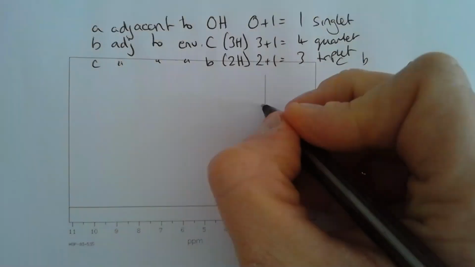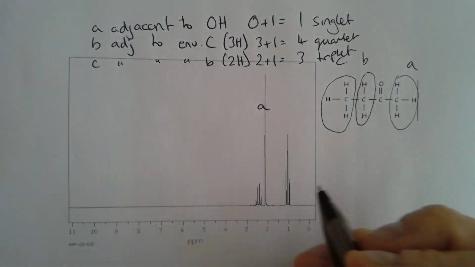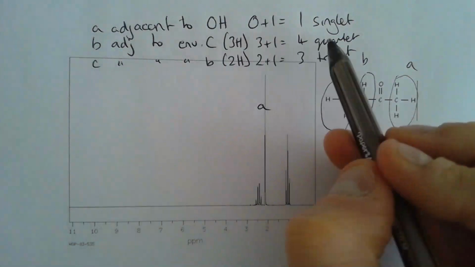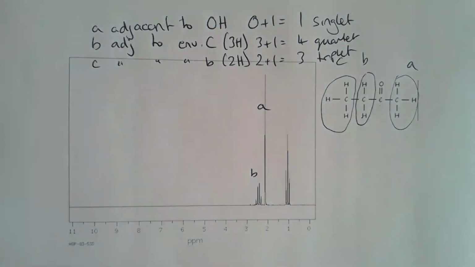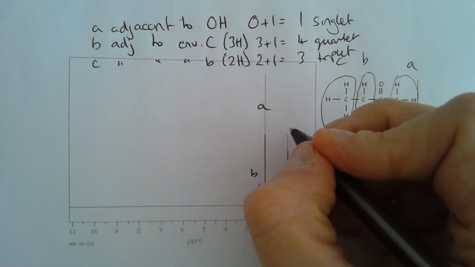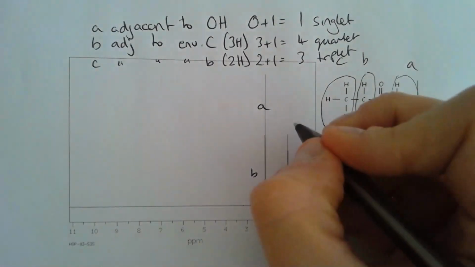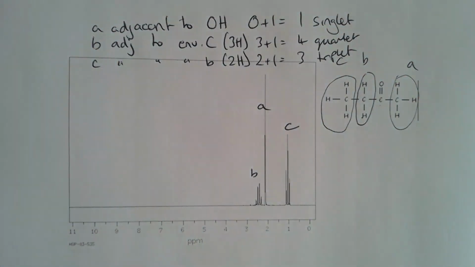Very big singlet here, so that's going to be environment A. Environment B we predicted to be a quartet, so that's going to be this one here. Environment C we predicted to be a triplet. That one, yes, environment C. So that's going to be environment C here.